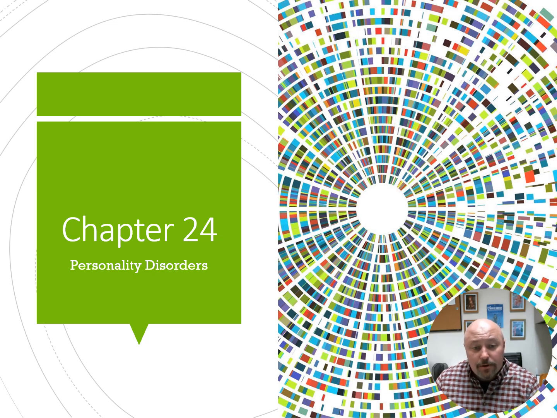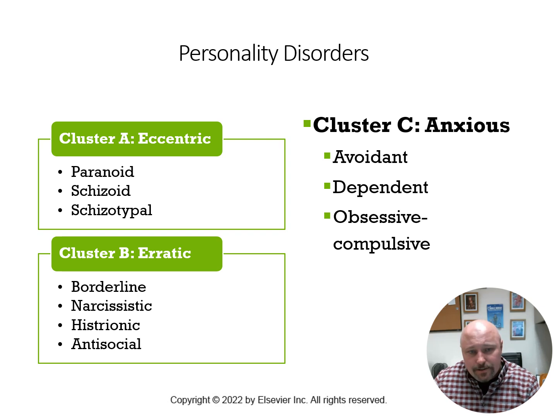Chapter 24, Personality Disorders. Personality disorders can be divided into three clusters. In Cluster A are your eccentric disorders, such as paranoid, schizoid, or schizotypal. Within Cluster B are the erratic, such as borderline, narcissistic, histrionic, or antisocial. And within Cluster C are your anxious disorders, such as avoidant, dependent, or OCDs.